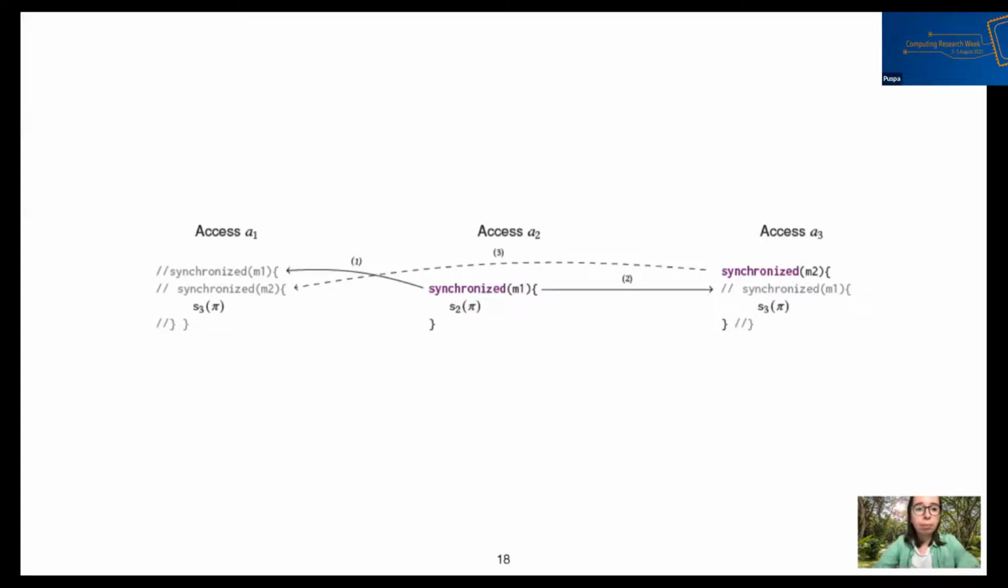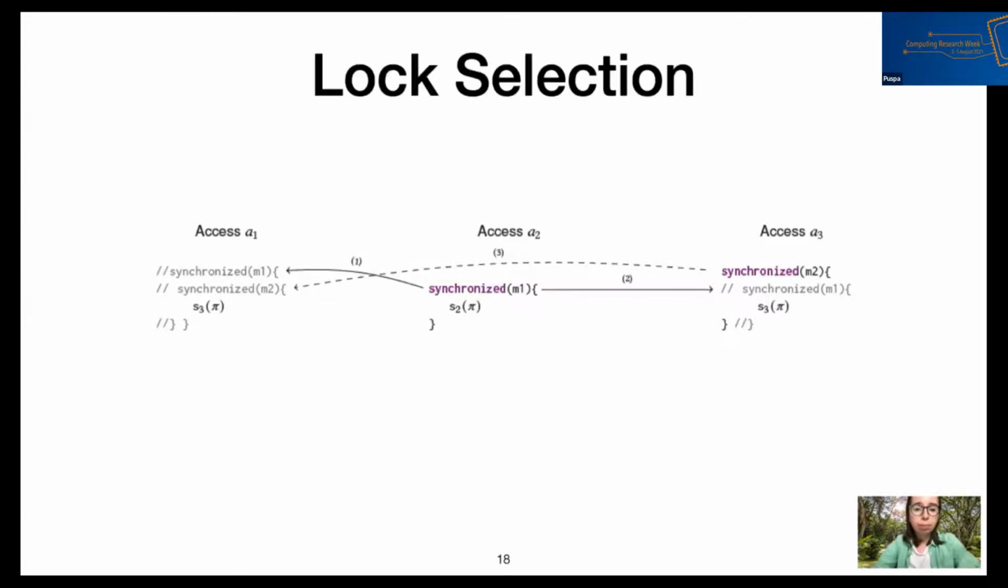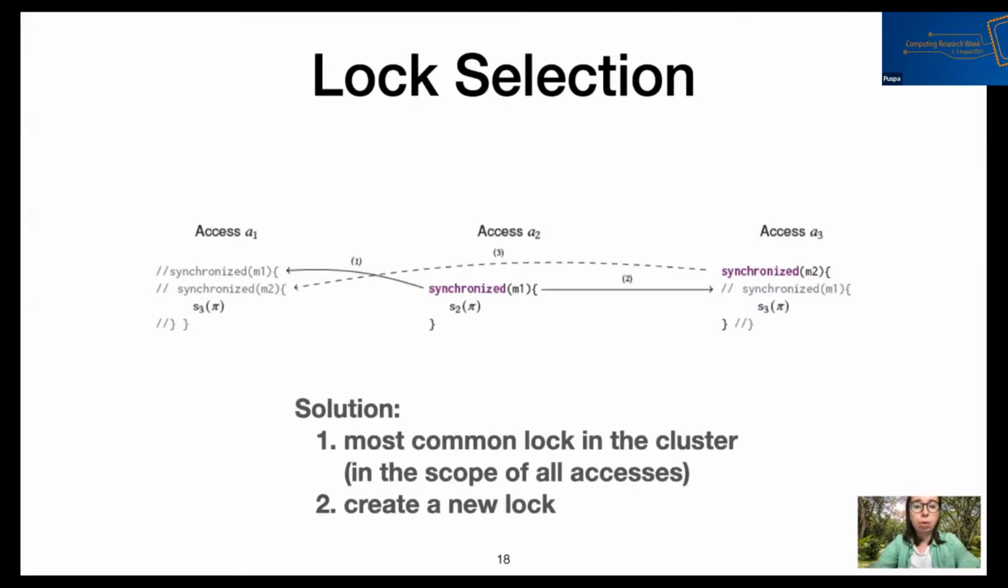And now that we decided on this holistic view, we should choose a lock. For this, we opted for a simple yet efficient solution, which leads to easier to maintain code. We choose the lock most commonly used in the considered bug cluster, if one exists. Else, we create a new one, carefully considering the scope in which it will be used.